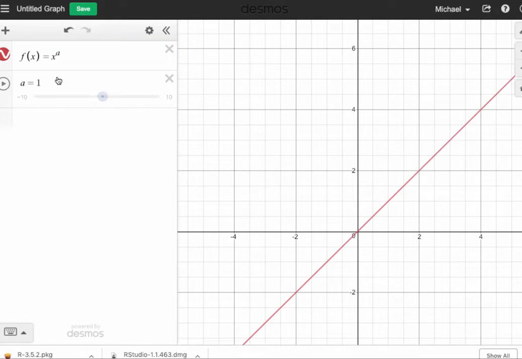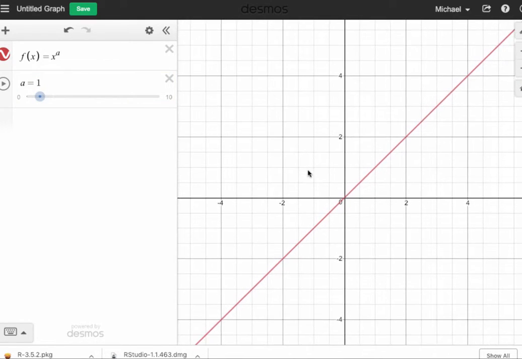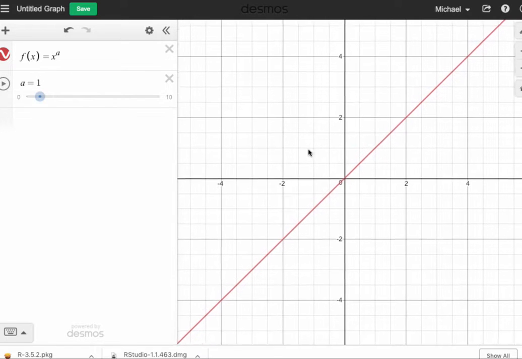And I'm going to add a slider for a here. We'll stay with just positives for a minute. We'll have a go from 0 to, let's say, 10, and we're going to go in steps of 1, so it'll only move by 1. So now, when a is 1, we get f of x equals x, which is our old pal, the identity function. That's one of our toolkit functions, right?